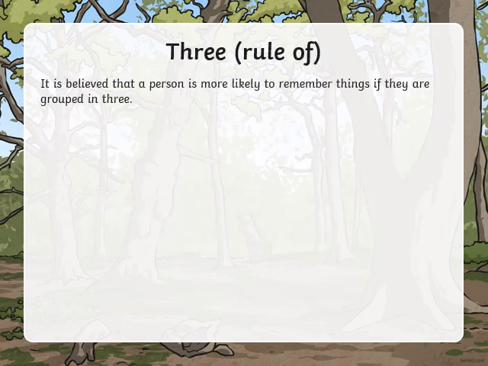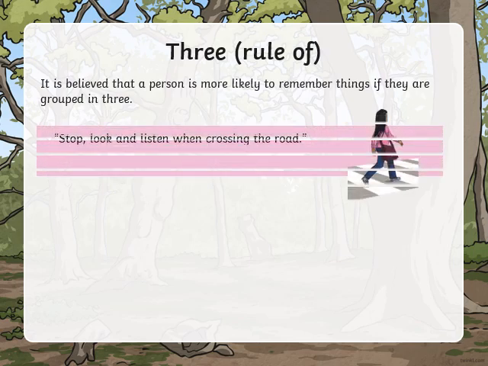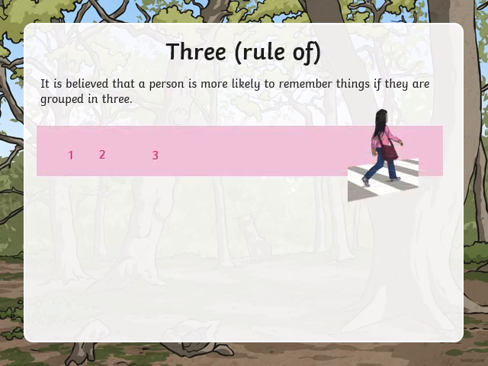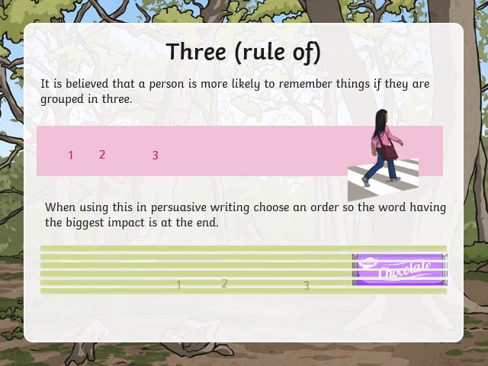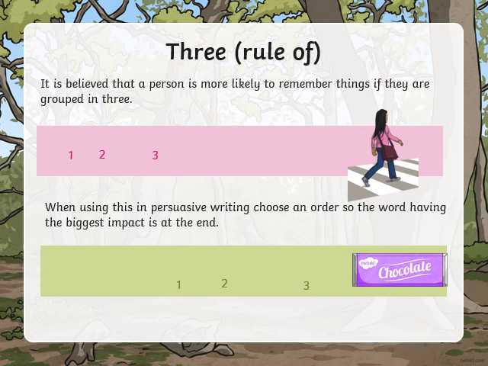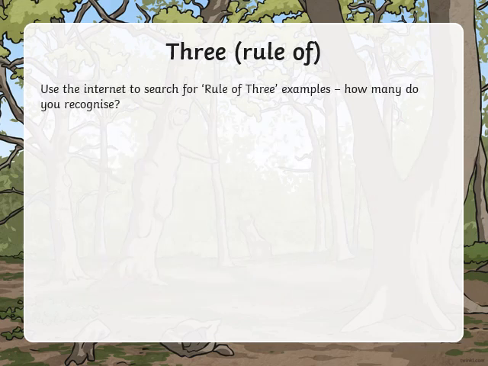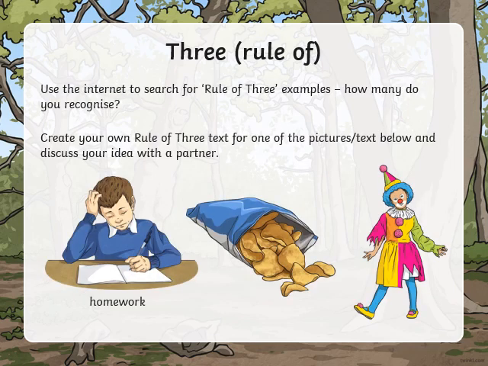And then we have the rule of three. It's like using three adjectives or verbs for the same thing, like listen, stop, and look, and we have the other thing like crossing the road. And for chocolate, we have this mouth-watering, delicious chocolate. You can use the rule of three for homework, for chips, for clown.